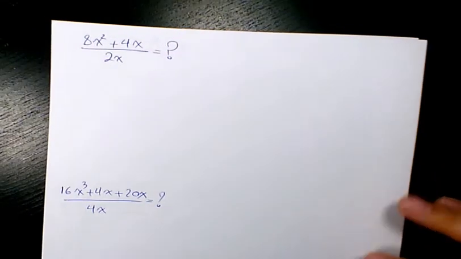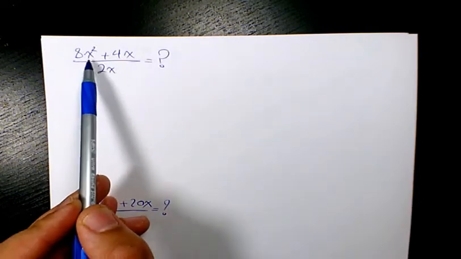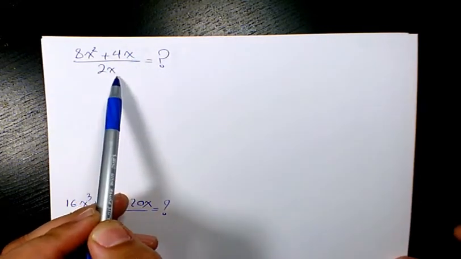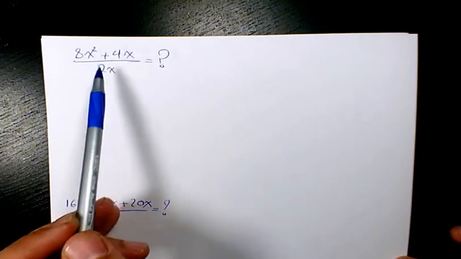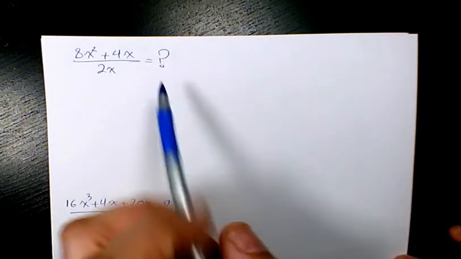Welcome to another video. In this video I want to show you how to do long division of polynomials. I'm gonna start with simple examples and end up having more difficult questions. So in the first one we have 8x squared plus 4x divided by 2x. So we have the dividend and the divisor, and then you get the quotient and the remainder.